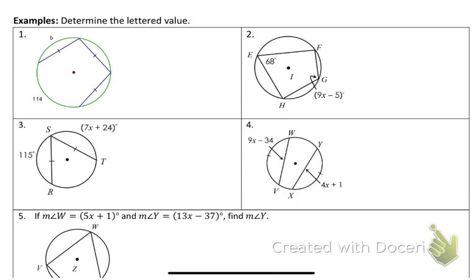We're going to do 1, 3, and 4 together right now based upon that one rule. Like I said, if you see chords are congruent, the arcs are congruent. If you see arcs are congruent, then the chords are congruent. So let's look at number 1. What do we see that's important? All the arcs would be congruent because all of the chords are congruent. Because these chords are congruent, all of these arcs are also congruent.